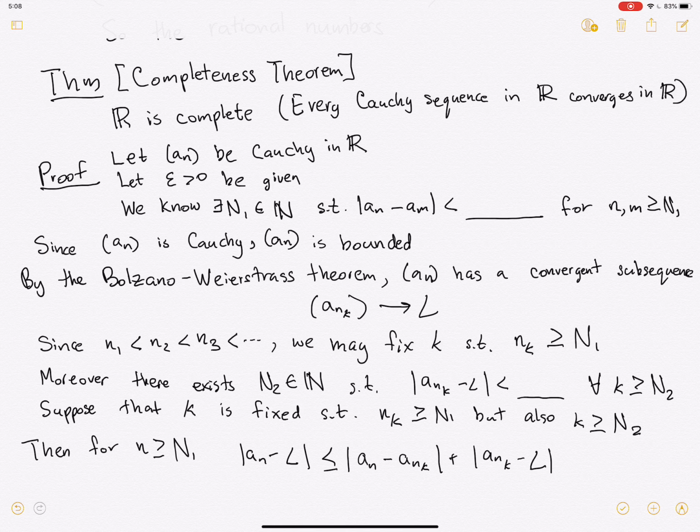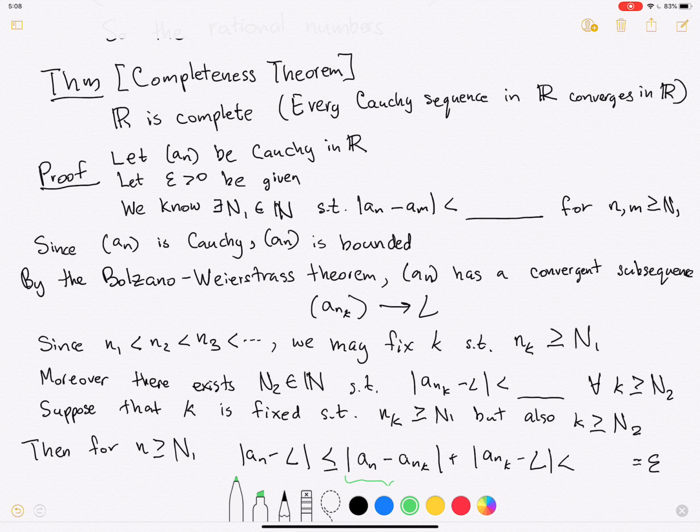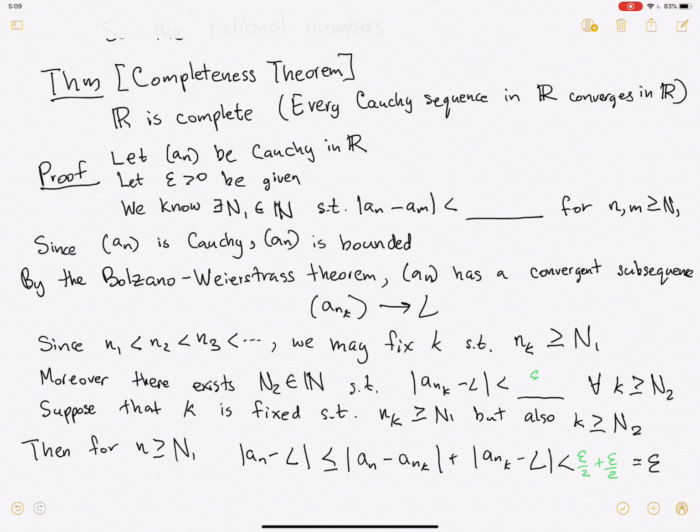And that is less than something equal to epsilon. So we want this plus this to be less than or equal to something that is equal to epsilon. So let's put in epsilon over 2 plus epsilon over 2, just so it's nice and everything's the same.